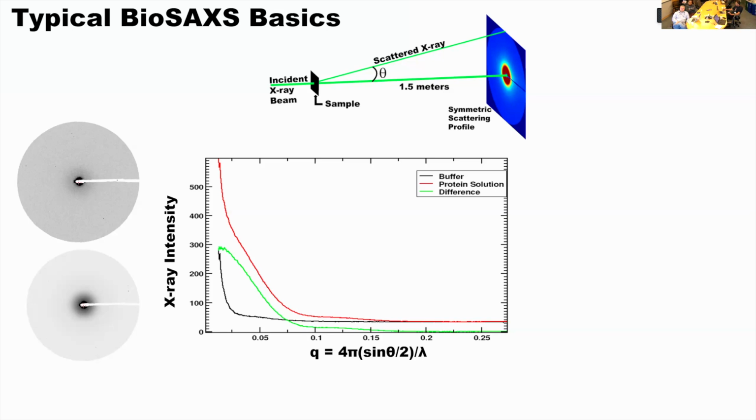Now, this is the sample in red here. This is your buffer in black here. The difference is what we're after, which is the green in this case. And you can see way out in the small angles, or the higher angles, that the difference between your sample and your buffer is very tiny, almost imperceptible. And you only see it when you take the difference, and there's a big jump.